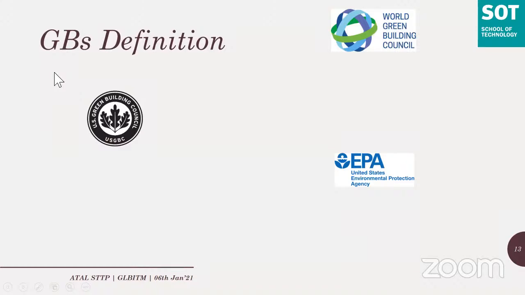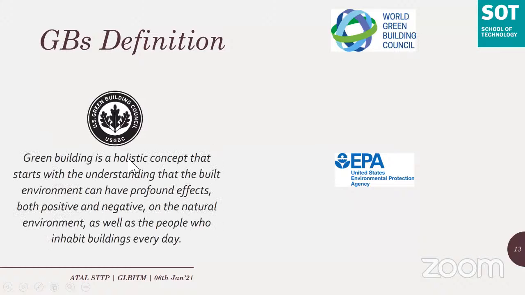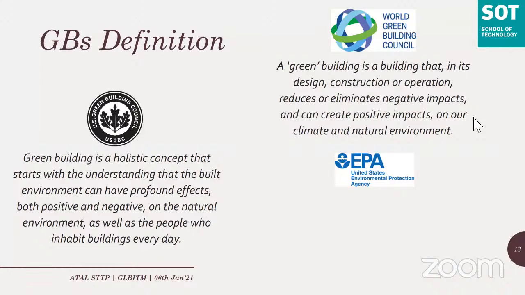Now, if you talk about green buildings, several definitions exist, but the famous or standardized ones come from the United States Green Building Council, the WGBC, and the United States Environmental Protection Agency. The US Green Building Council states that it's a holistic concept that takes into account all the activities that would have a positive or a negative effect on the natural environment as well as the people who inhabit the buildings every day. Whereas the World Green Building Council states that all the activities from the design phase up till the operation, and how much negative impact on the climate and the natural environment is minimized, and how much positive impact there is, we can quantify it and deem a building as a green building.